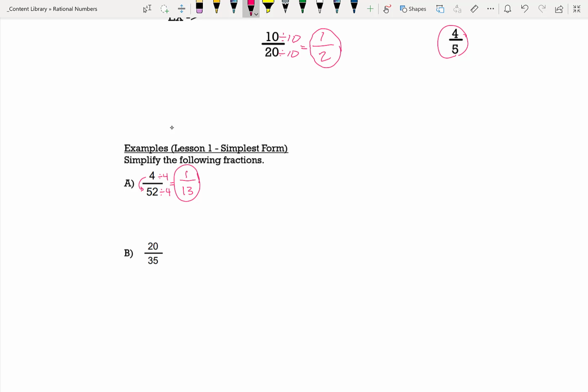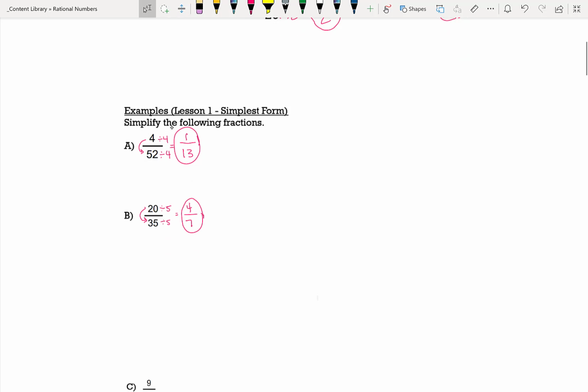All right, the next one, 20 over 35. Again, we can check. Can 20 be divided into 35? It can't. It doesn't go in evenly. But if you're thinking about these two numbers, there is a factor that they share. They can both be divided by 5. So I'm going to divide both by 5. 20 divided by 5 is 4. 35 divided by 5 is 7. So its simplest form is 4 over 7.